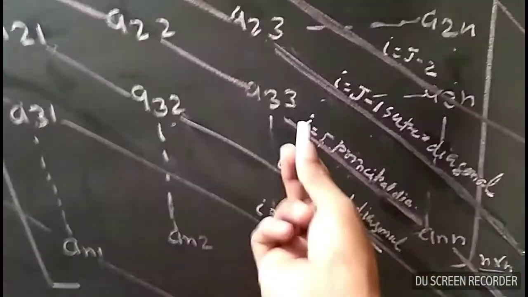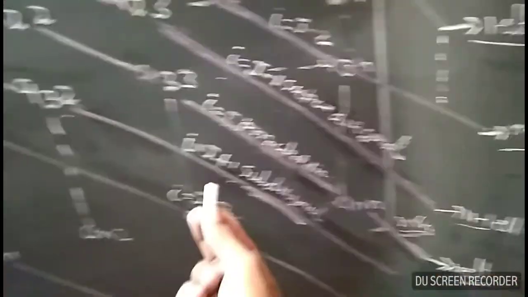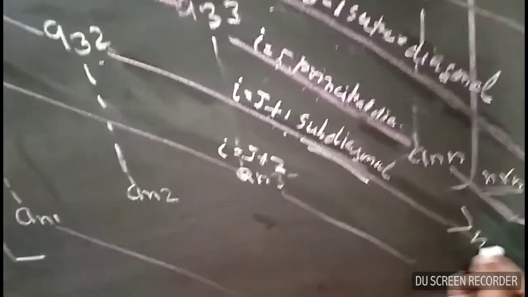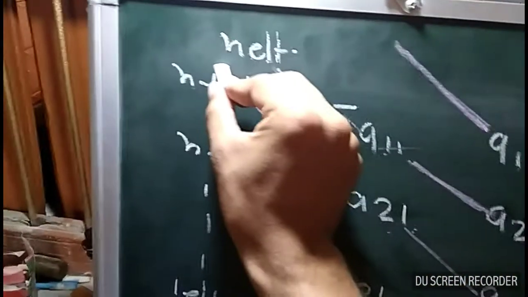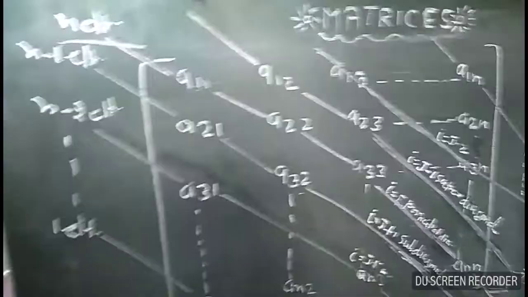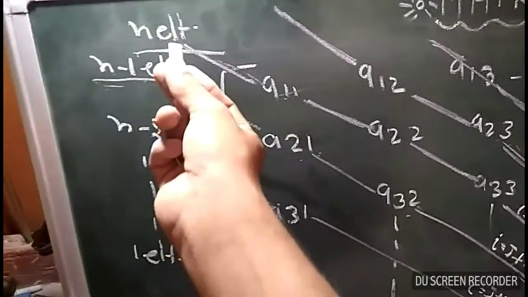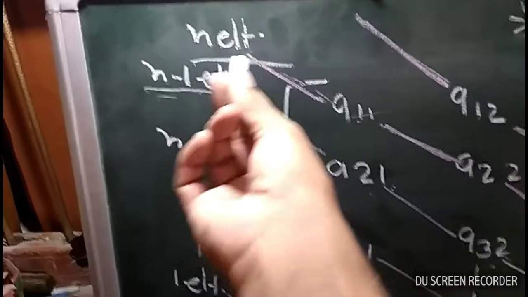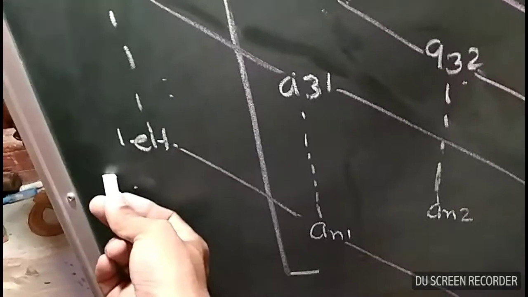And if the principal diagonal has n elements and the super diagonal has n minus 1 elements, then the subdiagonal also has n minus 1 elements. The principal diagonal has n elements, then the subdiagonal has n minus 1 elements, and it decreases by one element in every diagonal below, that is n minus 1, then n minus 2, and so on, down to one element in the last.